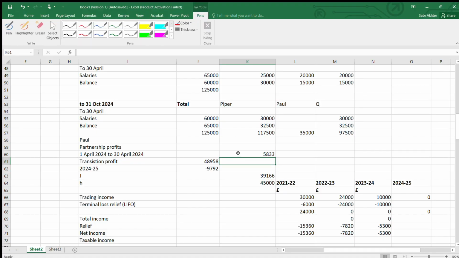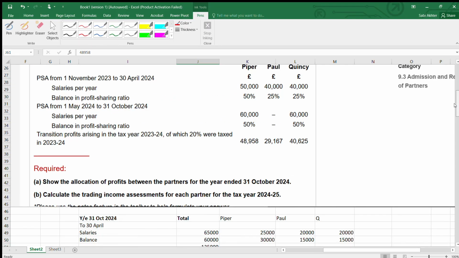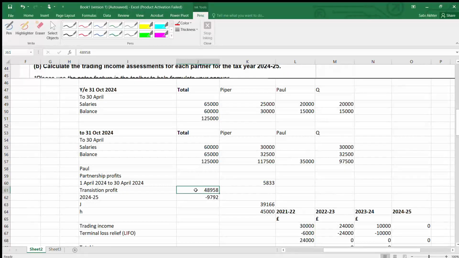5833. Now the transition profit has been already given. It is 29,167. And here it is 20% of 29,166, which is 5833. And finally this is left. So the remainder of the transition profit to be taxed on cessation is this for Paul.